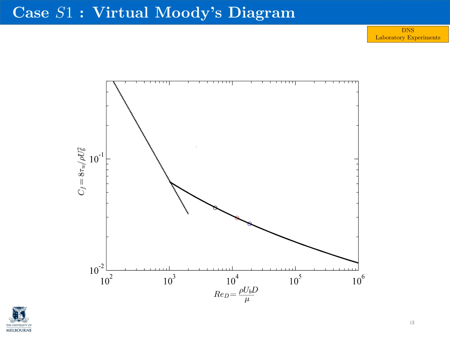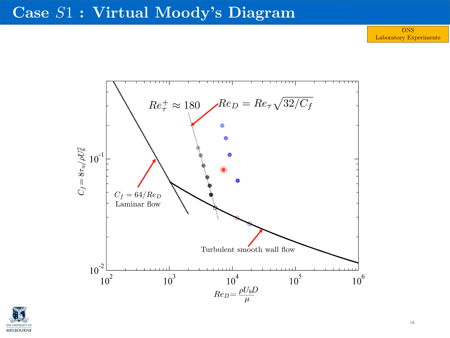From the data which we have obtained from our numerical simulations, we are then able to create a virtual Moody diagram. Here is a plot of the friction factor against the bulk Reynolds number. The bold dotted line is the friction factor for laminar flow, and the black solid line is the friction factor for turbulent smooth walls. You can see that our turbulent smooth wall simulations at Re_tau 180, 360 and 540 lie on top of this line. We can also plot our rough cases and plot lines of constant Re_tau by equating the friction factor with the bulk Reynolds number. As expected, our data lies very close on these lines.